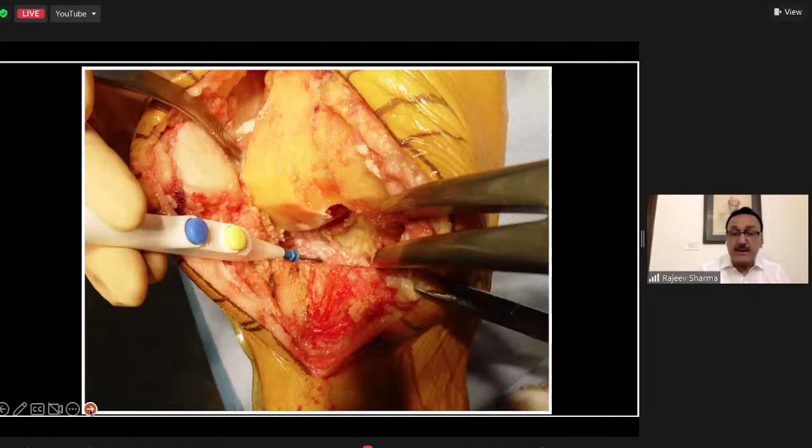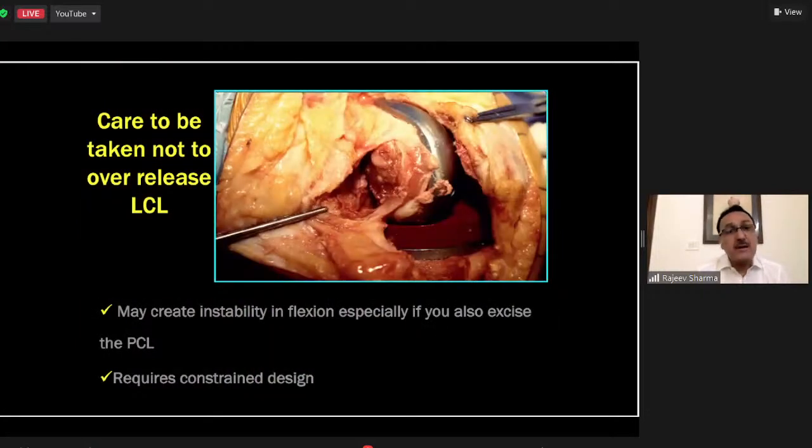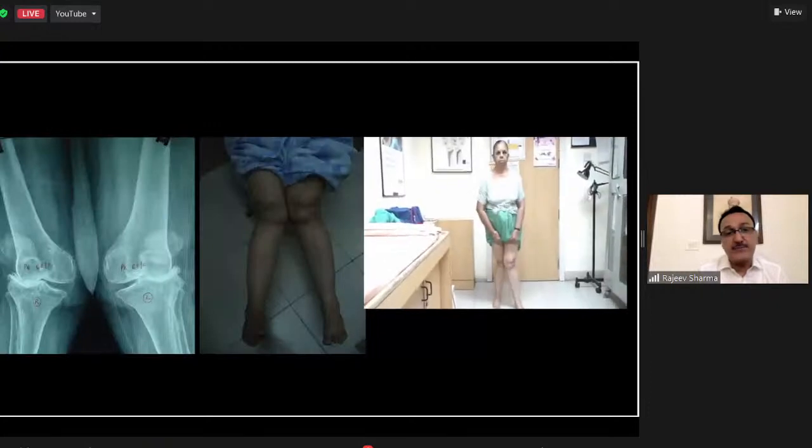But remember that the artery is very close, about a centimeter away. One has to be very careful not to over-release the lateral collateral ligament, because it may create instability in flexion, especially if you excise the posterior cruciate ligament. And it definitely requires a constrained knee implant.